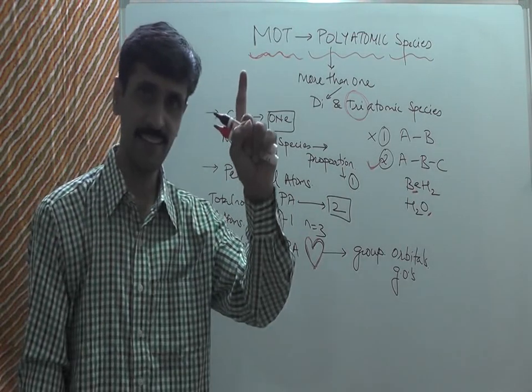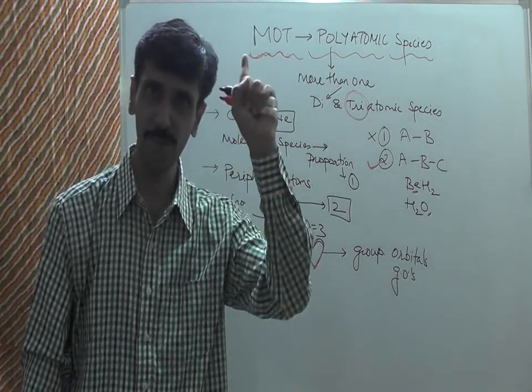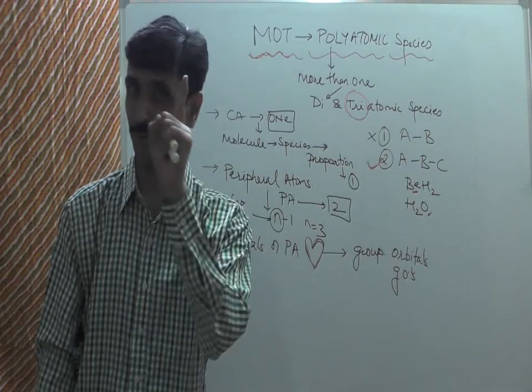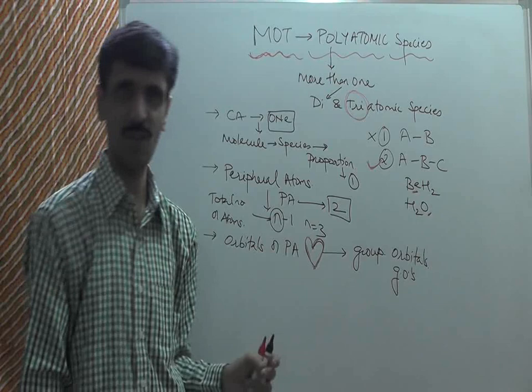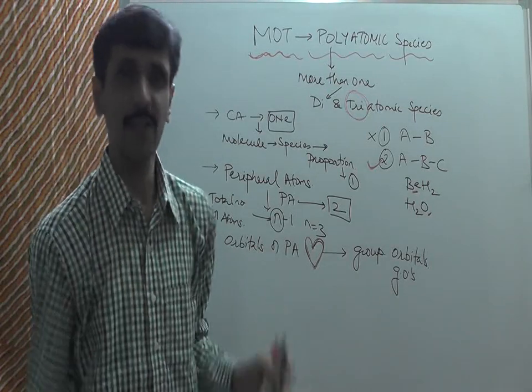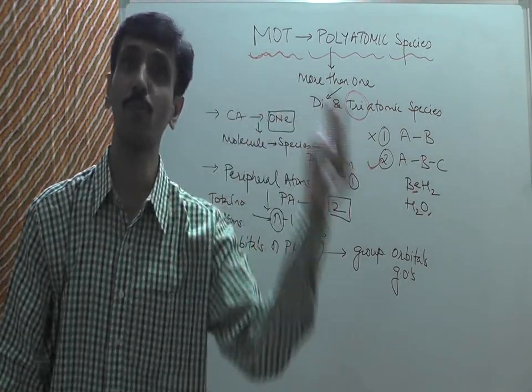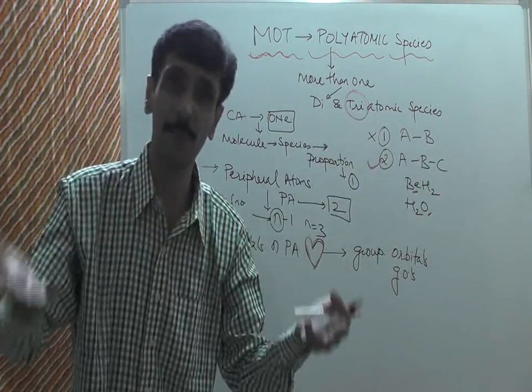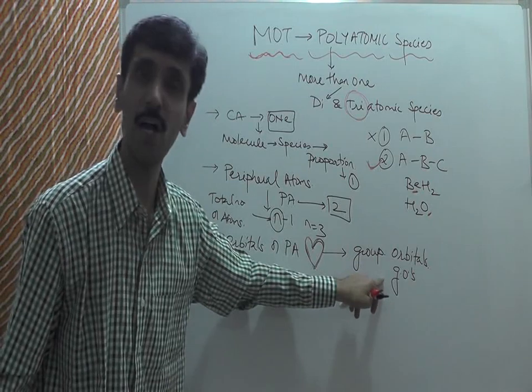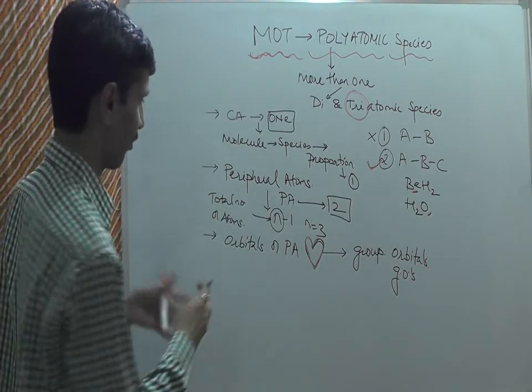So the first step is selection of the central atom. Okay, that is always going to be what? 1. The remaining atoms are called what? Peripheral atoms. Okay, so it is n minus 1. Point number 3 is formation of group orbitals. How is it formed? Orbitals of the peripheral atoms will combine, resulting in the formation of what? Group orbitals.